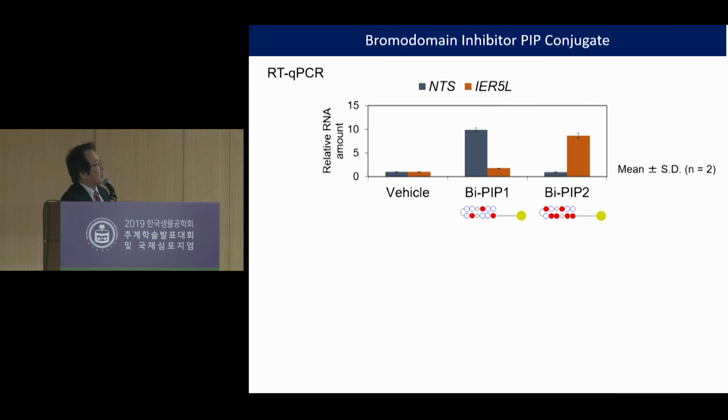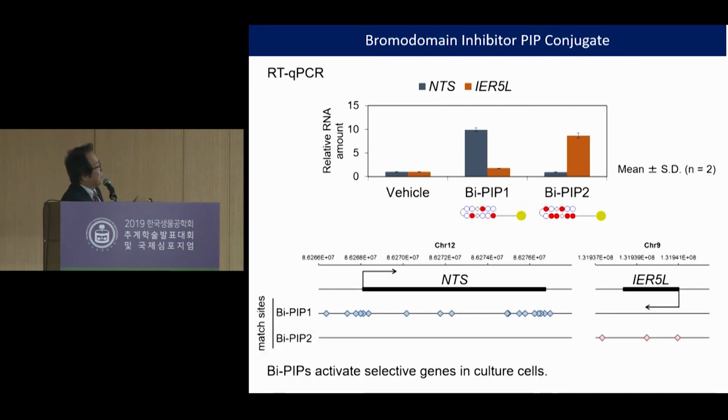And if we look at the binding site, PIP1 has many binding sites for NTS, but no binding site for PIP2. Whereas IER5L has 3 match sites for PIP2, that clearly indicates the binding can explain the selective gene activation.